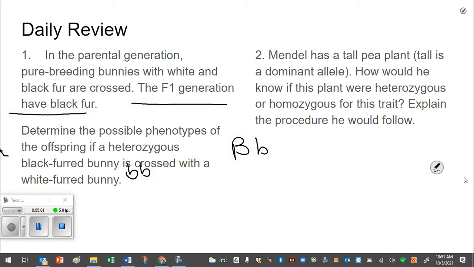What I want you to be careful of is if I were to ask you this type of thing, say on a unit test or something as a written question, I'm not looking for a number as the answer. I'm not looking for something like 50% of the offspring will have this trait, because I didn't actually give you any data.